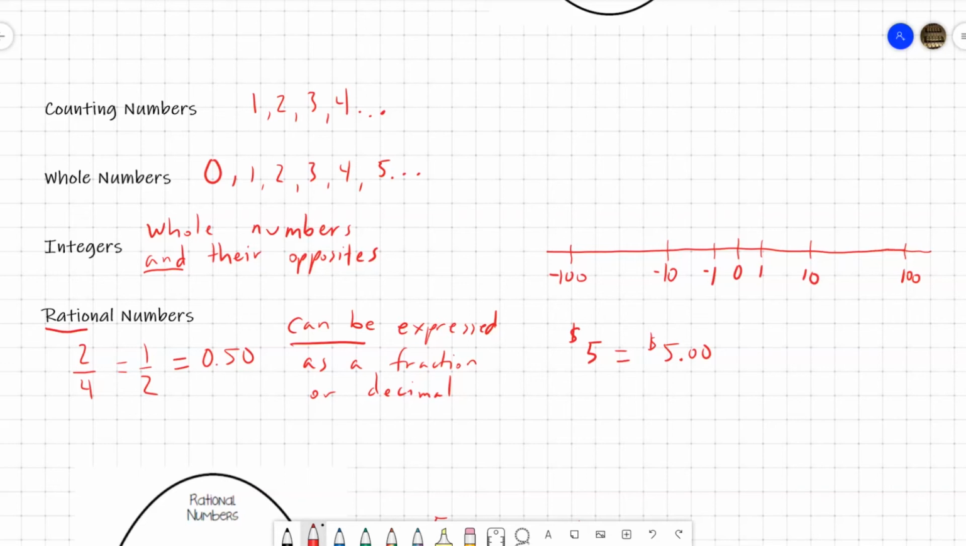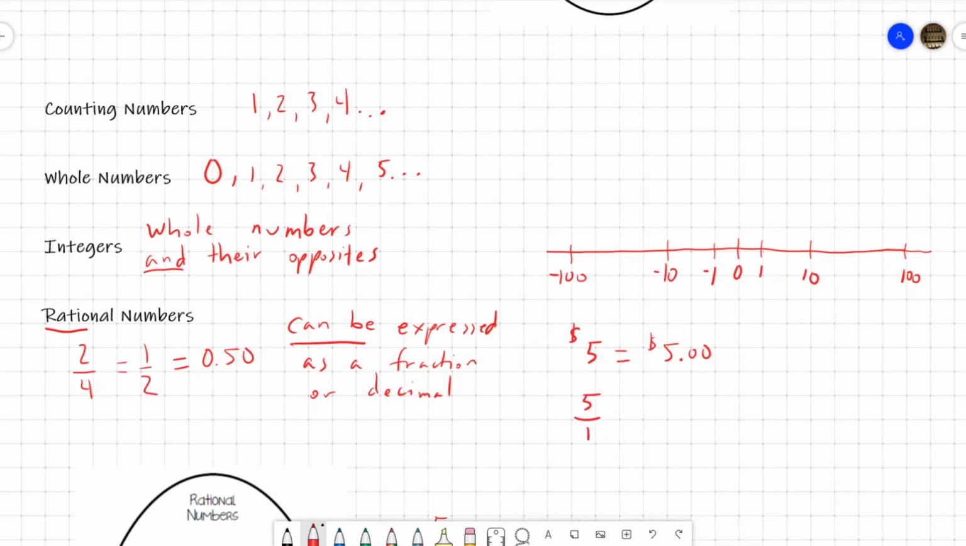The only difference is the way that I wrote the information down. So I wrote a decimal point and 00, but it's the same thing. So here I have the number 5 written as a whole number and then also written as a decimal. So 5 is, in fact, a rational number because I can write it as a decimal. Can I write 5 as a fraction?